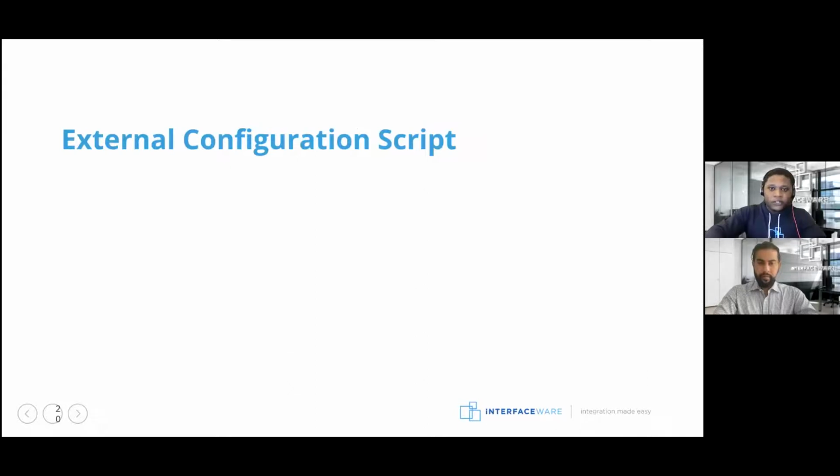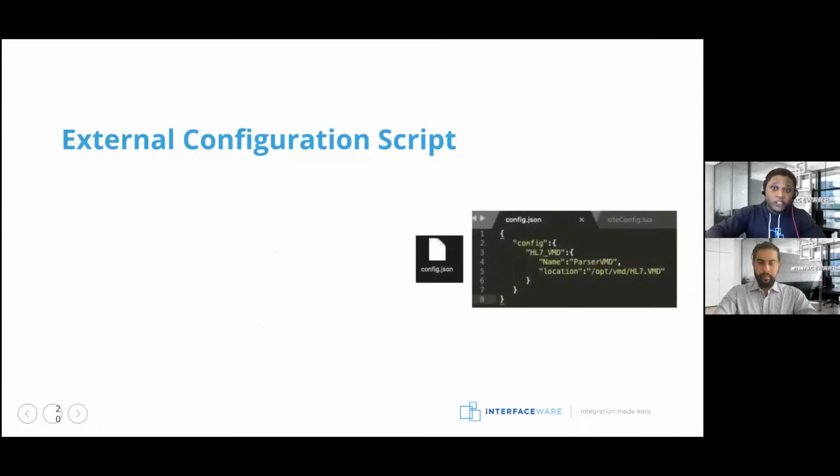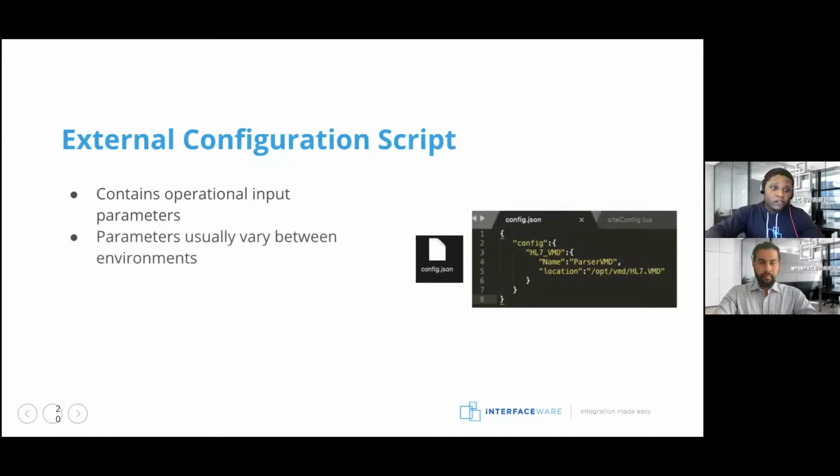The second storage type is the Iguana external configuration script. An external configuration script is any type of flat file that contains the parameters needed for one or more translator scripts to operate. These files, again, usually vary depending on the environment. An example would be a config.json file.